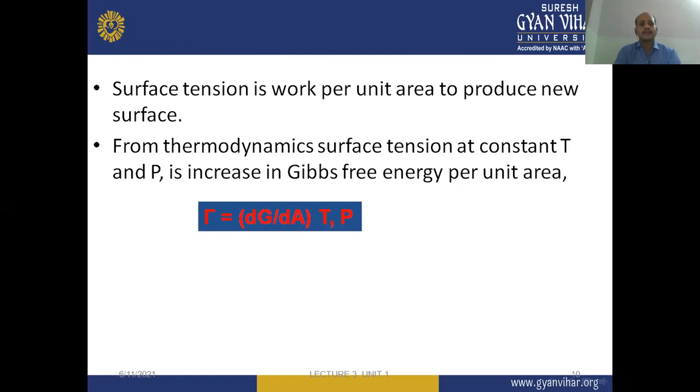Now, surface tension is the work per unit area to produce a new surface. When we go through thermodynamics in terms of Gibbs free energy, surface tension at constant temperature and pressure is the increase in Gibbs free energy per unit area. It can be written as gamma equal to dG by dA at constant T and P, where dG is the Gibbs free energy, dA is the change in area, and T and P are the temperature and pressure respectively.